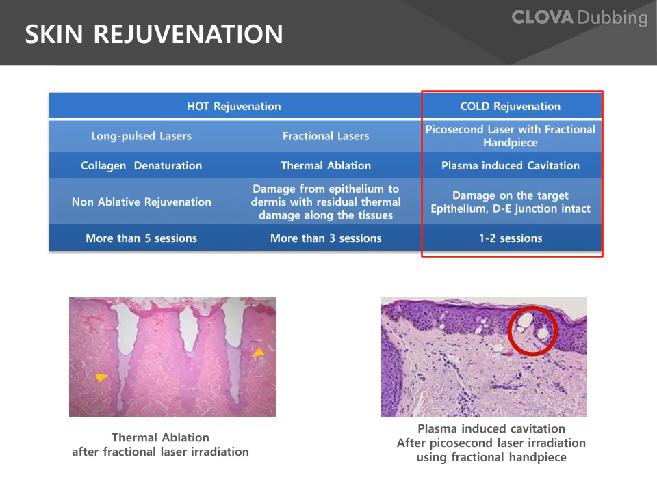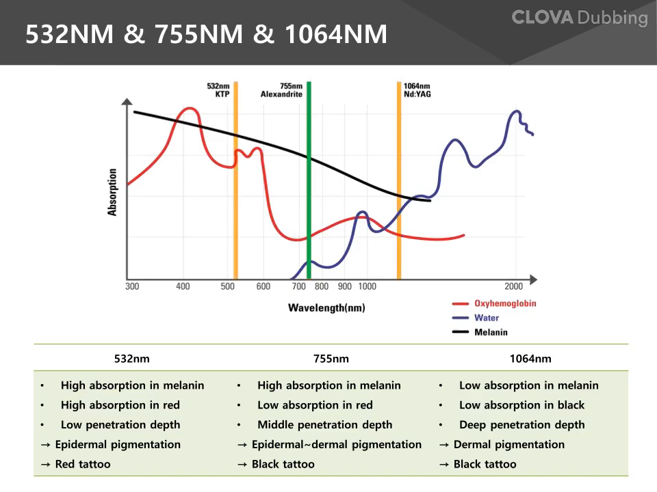The difference between fractional lasers and picosecond lasers lies in their operation methods. As mentioned earlier, with picosecond lasers, such as the MLA handpiece or DOE handpiece, you can achieve effects similar to fractional lasers. Fractional lasers directly induce ablation of tissues from the epidermis through heat action, requiring at least 3 treatments. In contrast, cold rejuvenation through plasma phenomenon preserves the epidermis while creating micro-injuries in the dermal layer, resulting in scar removal and significant skin rejuvenation effects in just 1 to 2 sessions with fewer side effects.